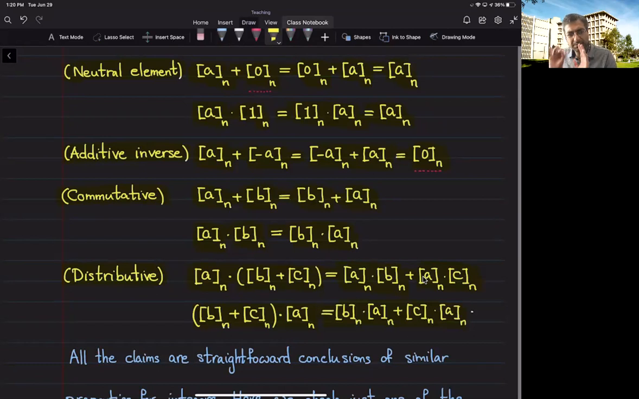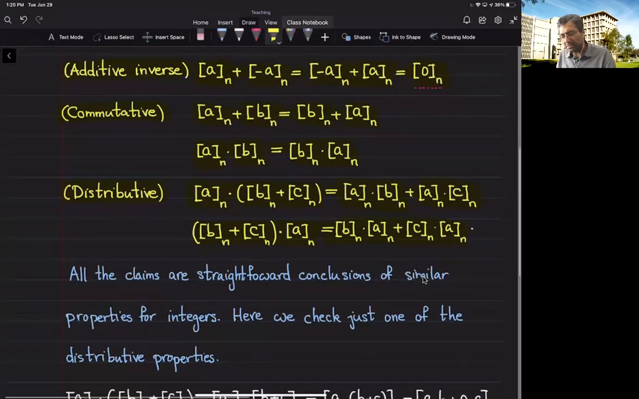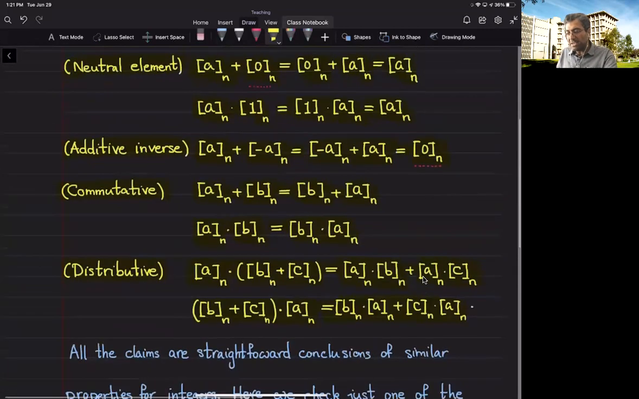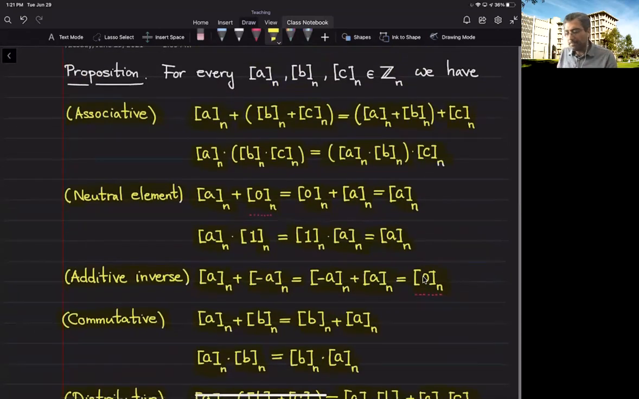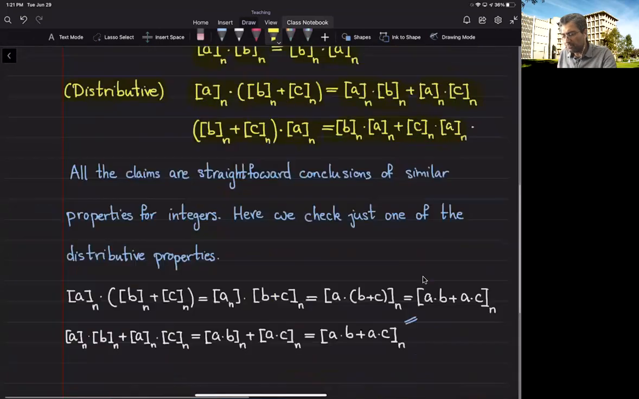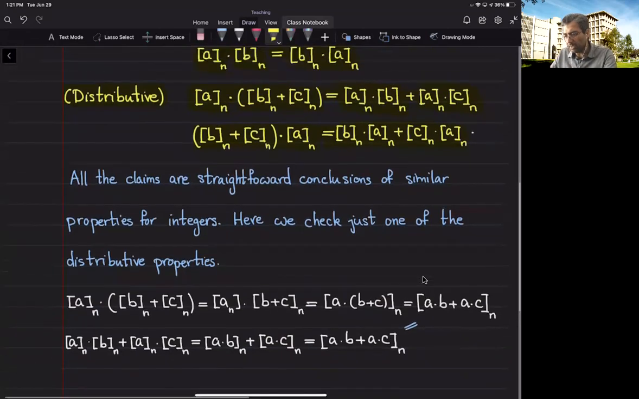All of these claims are straightforward conclusions of similar properties from the ring of integers. In order to show you the flavor of the argument, I'm not going to prove all of them because they are rather easy, but I'm going to go through only one of them, that's one of the distributive properties. Let's see why this equality holds. As we go through the proof, you see how one can use these properties from integers and deduce these results for integers modulo n.